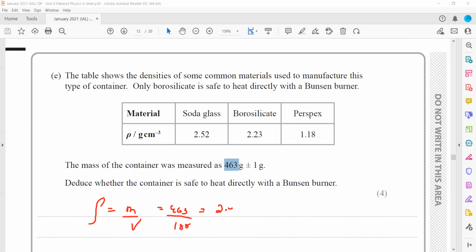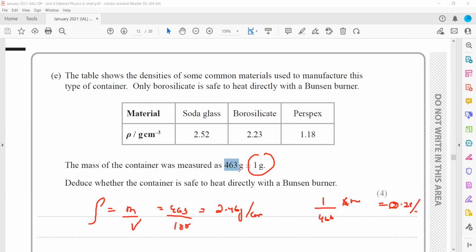So the density is 2.46 gram per centimeter cube. Then we'll determine the uncertainty in density. The percentage uncertainty is already there in volume. Then we'll determine the percentage uncertainty in mass, which is 1 divided by, as I mentioned here, 1 divided by 463, times 100. This will give us a percentage uncertainty in the mass, which is 0.21%.